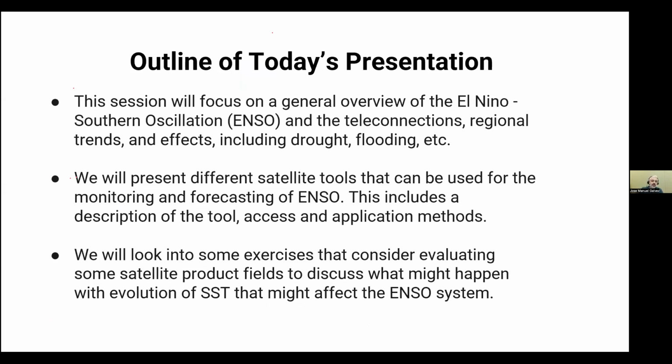The current session will start with a general overview of El Nino Southern Oscillation, so main concepts, and then we're going to speak a little bit about the teleconnection, regional trends and effects, including droughts and flooding, to talk a little bit about the impacts that the ENSO system can have. Then we're going to talk a little bit about the different satellite tools that we can use to monitor ENSO, which includes a little bit of a description of the tool and access and application methods for this tool.